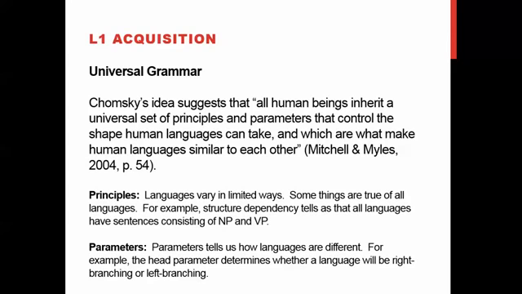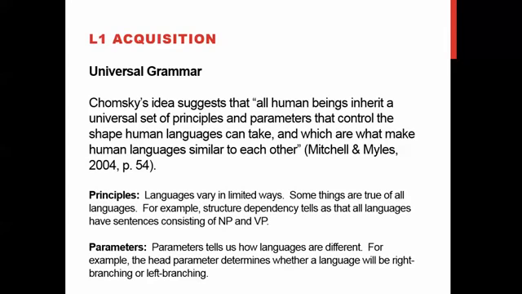If you grow up in Japan, the switch gets set to a left branching language. And then the brain knows how to construct sentences in that language, and it begins to work that out. The same concept works with other parameters within language. We don't have time to get into that at this point. But that's the idea of universal grammar, that there is this innate language acquisition device built into our brains.